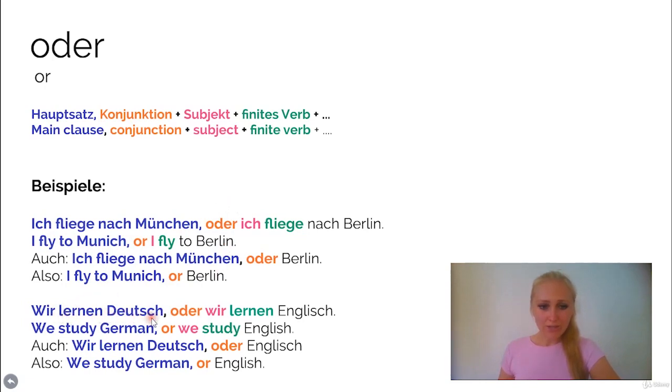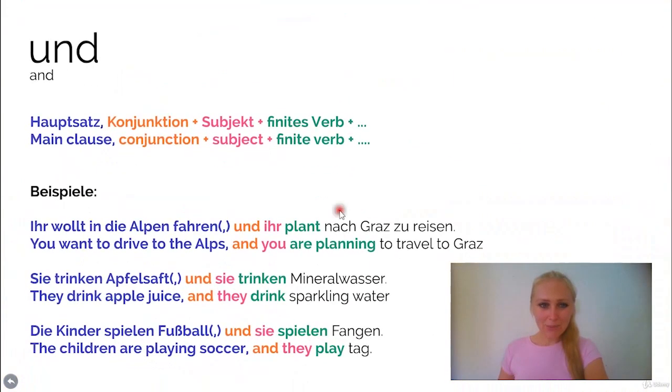Wir lernen Deutsch oder wir lernen Englisch. We study German or we study English. So here you can also say wir lernen Deutsch oder Englisch. Just the simple version here. We study German or English. This will be the more common way to say that, so you don't have to repeat the subject and the verb again. The next word here is und, which means and.